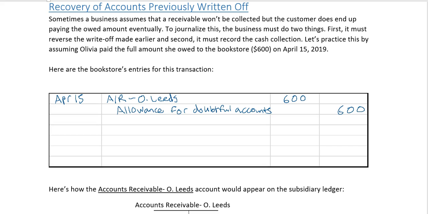Now that that's reinstated, if you like, you can write down a brief description: Reinstated Olivia's AR account. I'm not going to bother doing that. The second entry here is to record the collection of cash. So we've done this type of entry many times. Basically, we're exchanging one asset for another, getting cash when a customer pays off her AR.